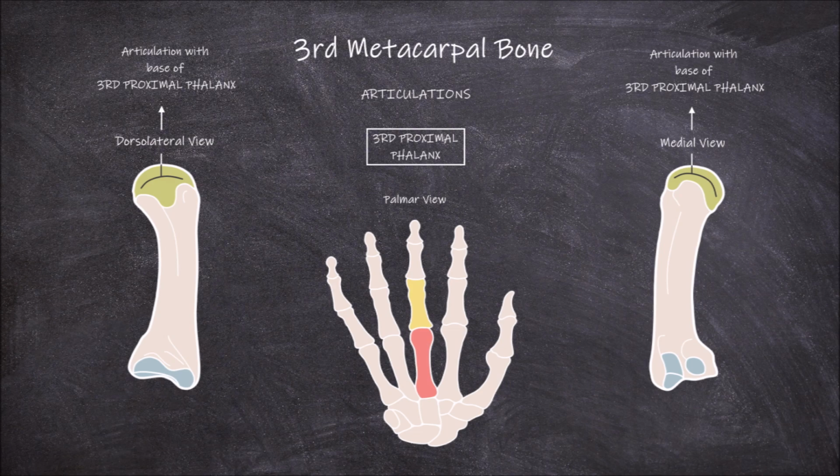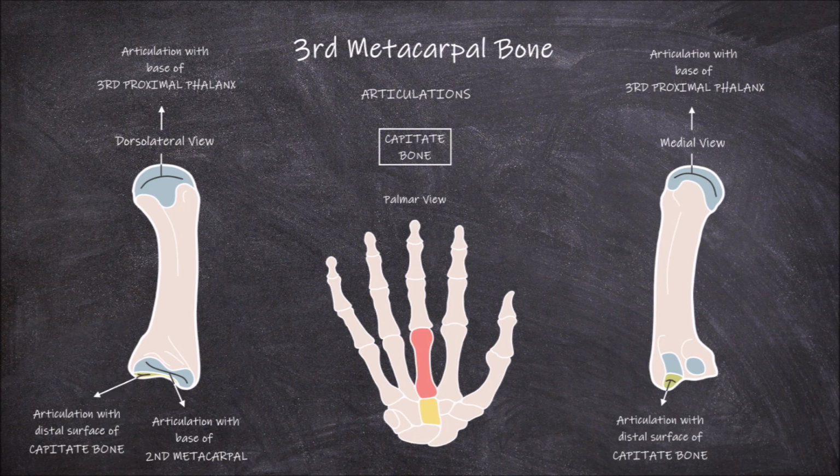The second articulation is with the second metacarpal bone. The facet on the lateral side of the base of the third metacarpal articulates with the facet on the medial side of the base on the second metacarpal. The third articulation is with the capitate bone. The facet on the proximal surface of the base of the third metacarpal articulates with the facet on the distal surface of the capitate bone.